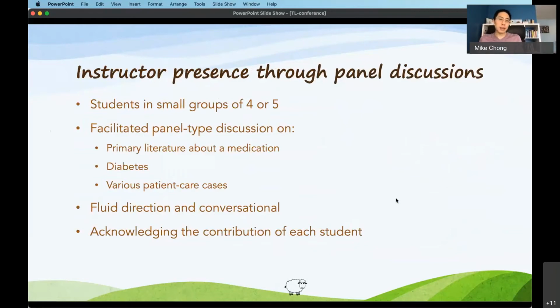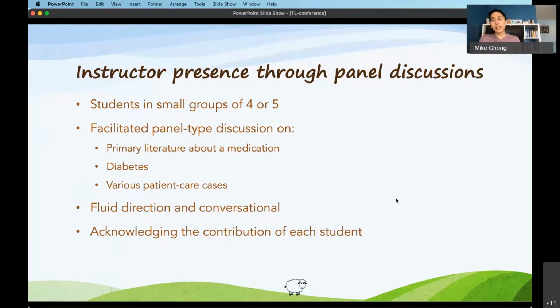One of the things that we did was to increase instructor presence through having panel type discussions in small groups of 4 or 5 students. We tried to engage the students in talking about primary literature, including how they would incorporate the medication literature into their practice. Traditionally, students are asked to present papers, present journal articles, I guess, rather than engage in this sort of instructor facilitated activity.